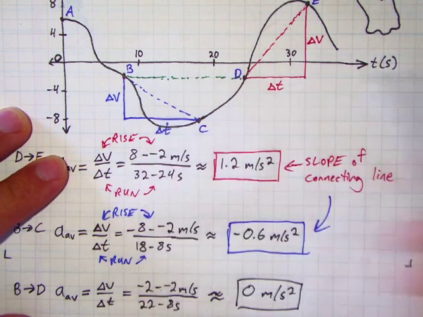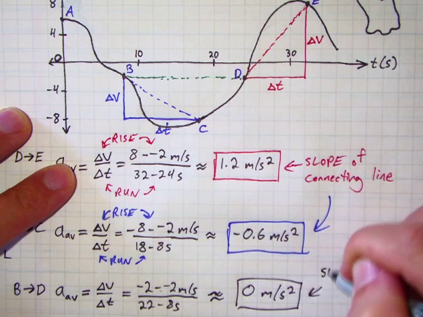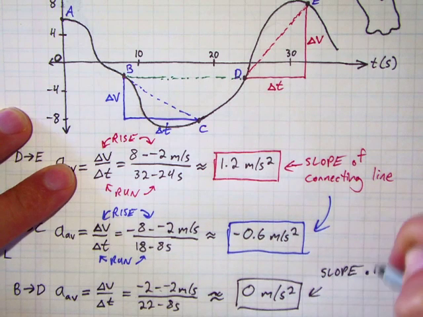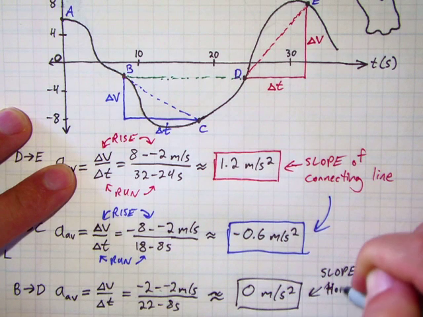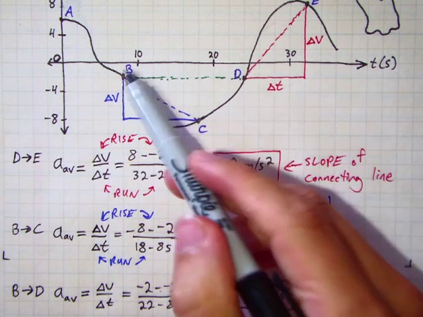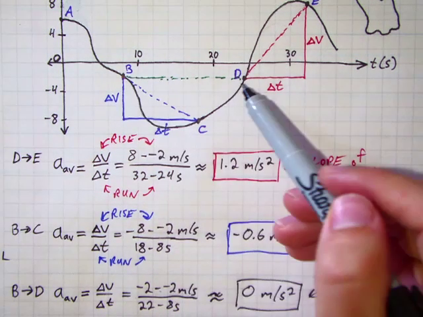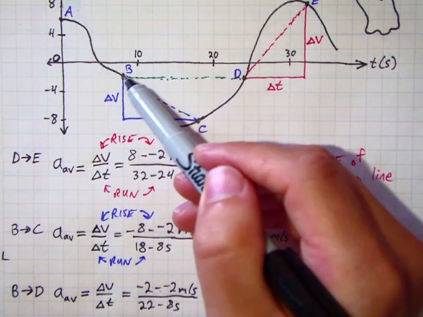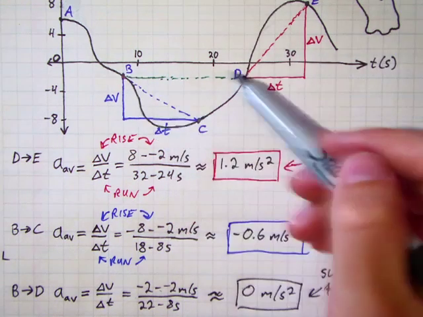That's a horizontal line. The slope of a horizontal line is 0, which tells us that the average acceleration between these two events was 0. It ended at the same velocity where it started. Now its velocity changed between these two events.